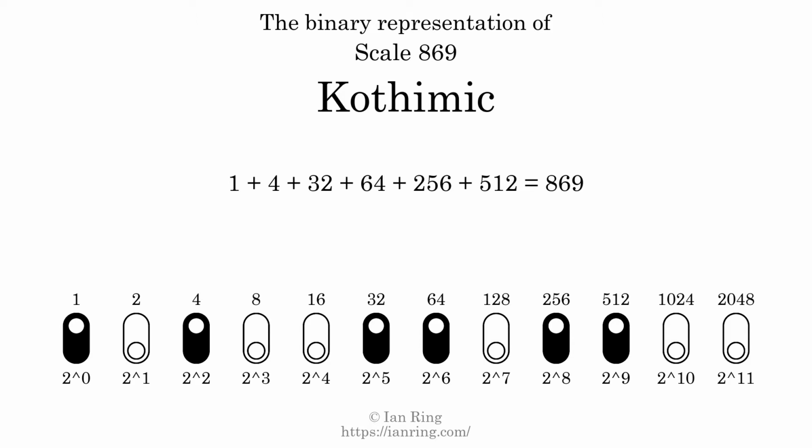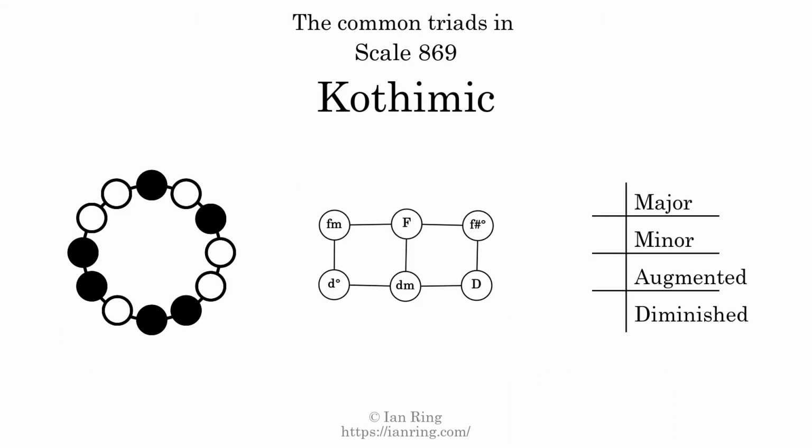The scale number not only enumerates the scale with a unique index, but it also literally describes the tonal content of the scale. Represented as a binary number in base 2, the scale number is 001101100101. Here are the common triads present in this scale.